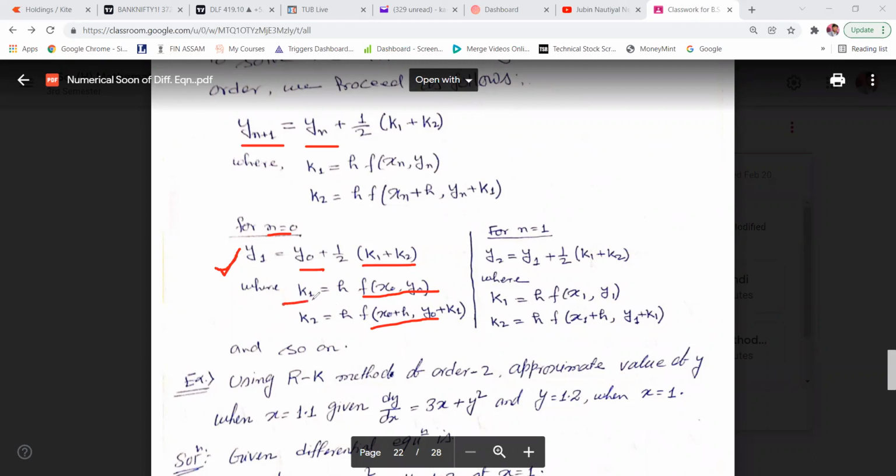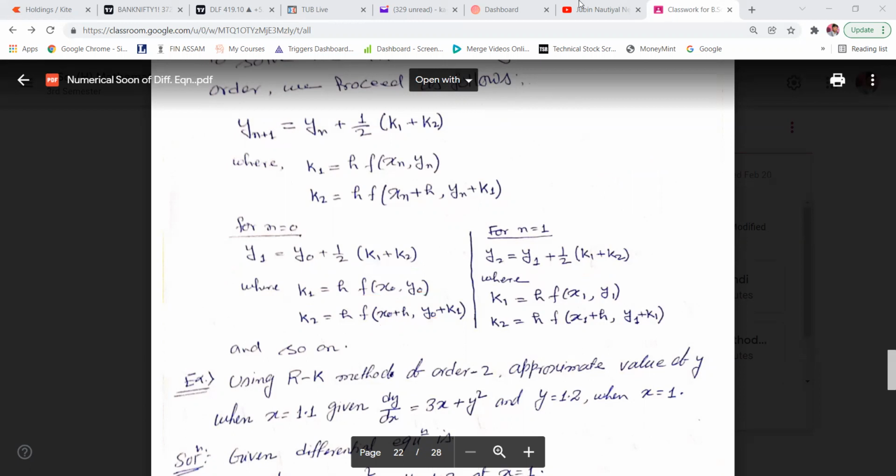Here k1 is not the previous value; you are finding it again, so the k1 value will be the new one. Just find this k1 and k2, substitute here, and you will get the second approximation. Then if you put n equal to 2, you will get the third approximation. Then if you put n equal to 3, you will get the fourth approximation. Like this it will go on. As the number of approximations is more, the error in the final solution will be less. Okay.